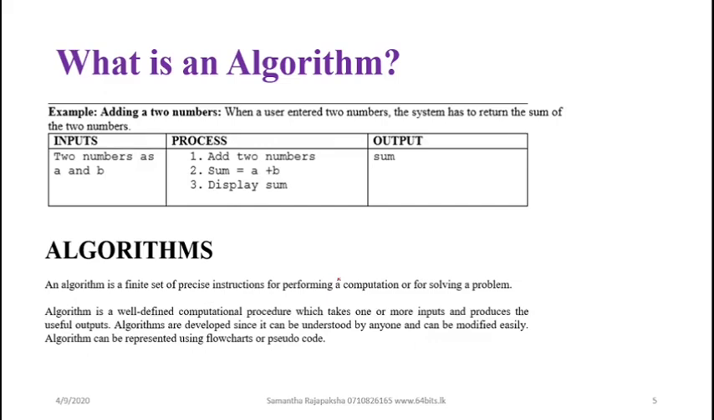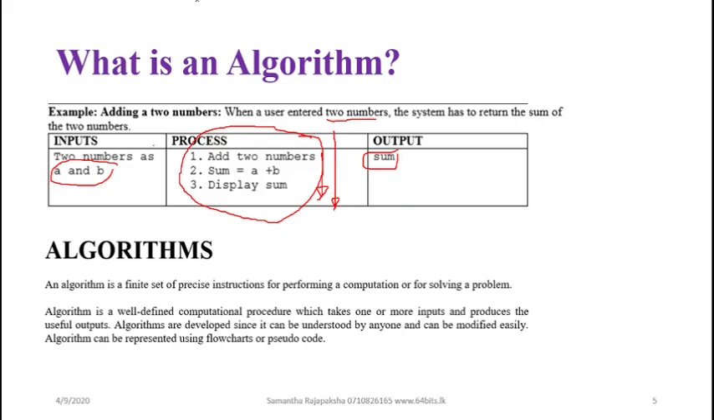Now this is another example for the algorithm. Let's say we want to get the sum of the two numbers. In that case, the inputs are the two numbers that you want to input, and the output is the sum. Then what are the steps? First you have to input the numbers, get the total, and display. Now these are the steps in the process. These steps in the process are what we call an algorithm, so that will convert the inputs into the desired output.